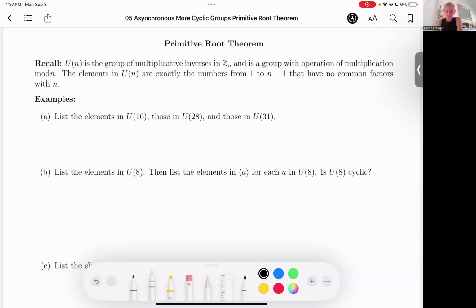So in this next video, we're going to look at something called the primitive root theorem. But what we're really looking at is this group Un and when is it going to be cyclic? It was a couple weeks ago when we talked about the group Un. So let me remind you of it.